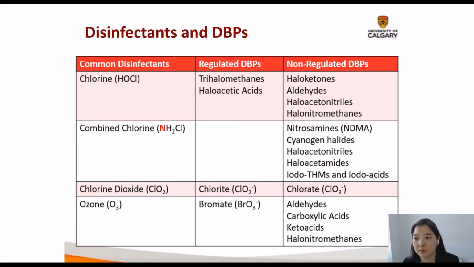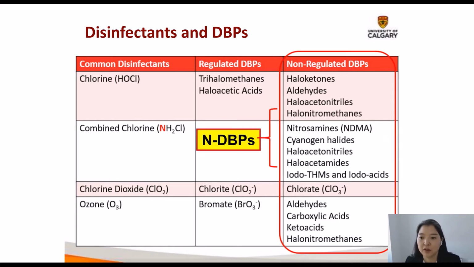However, these disinfectants can also form other types of disinfection byproducts. For example, combined chlorine can promote the formation of nitrogen-containing compounds, including NDMA or nitrosamines, cyanogen halides, haloacetonitriles, and haloacetamides. Other classes of concern are iodinated disinfection byproducts, including iodotrihalomethanes and iodoacids.